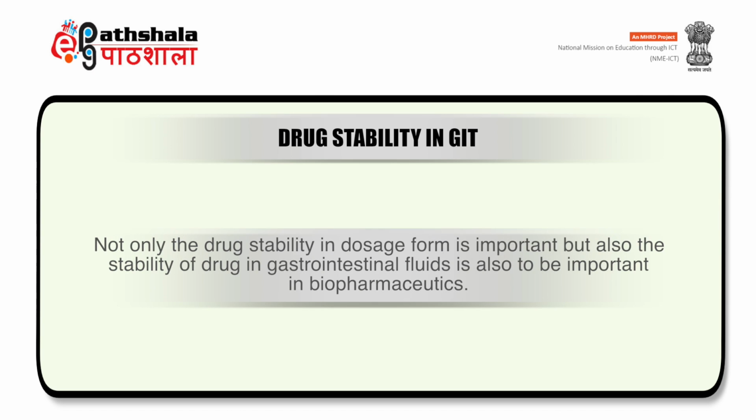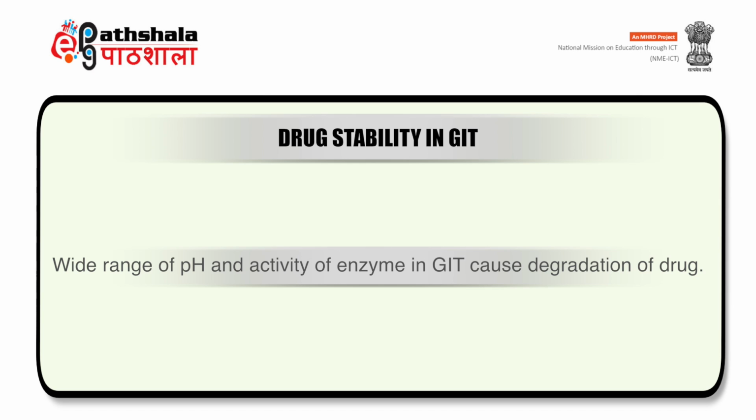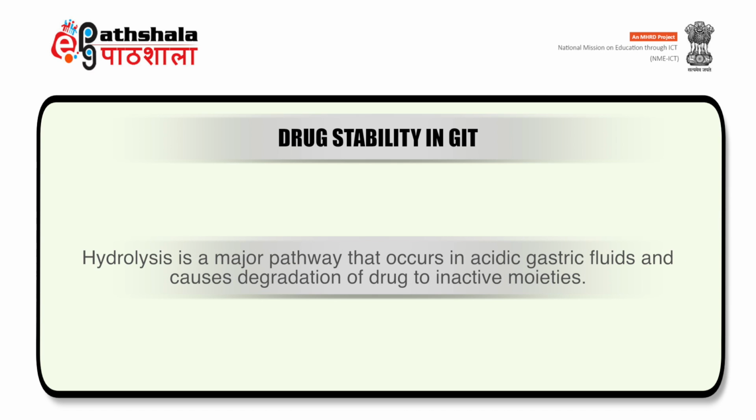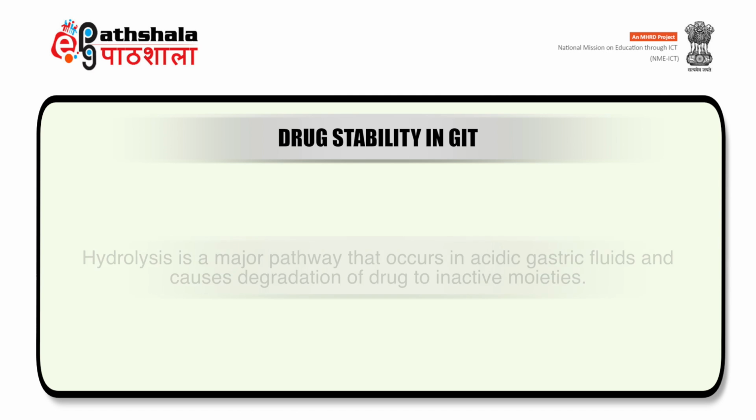Not only the drug stability in the dosage form is important, but also the stability of the drug in the gastrointestinal fluids is also important. The wide range of pH and activity of enzymes in the GI tract causes degradation of drug. Hydrolysis is a major pathway that occurs in acidic gastric fluids and causes degradation of drug to inactive moieties.